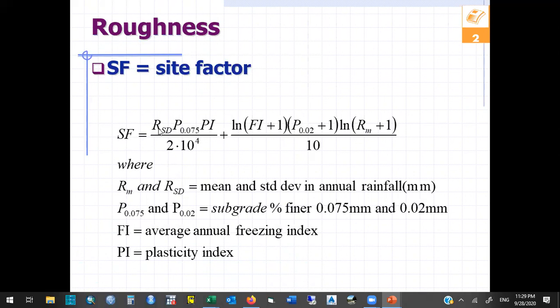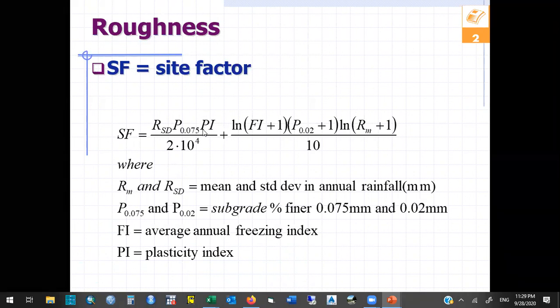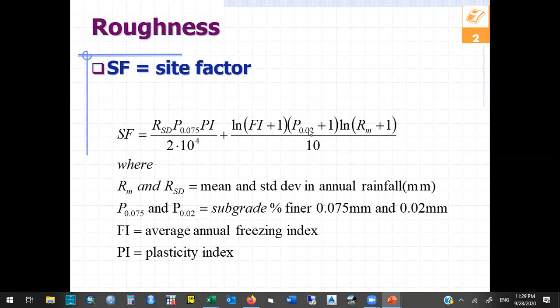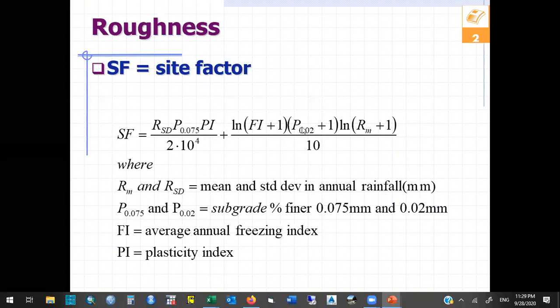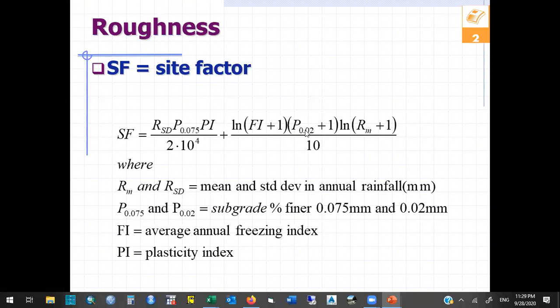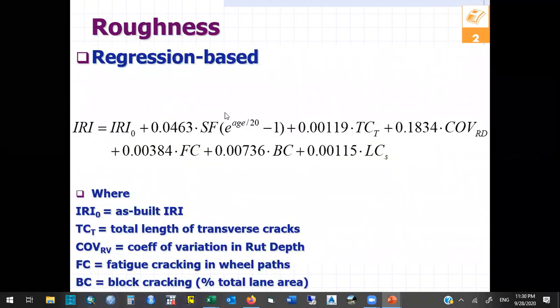This site factor depends on the amount of rain. So this is the standard deviation of the rain. And this one over here, RM, is the mean, the average amount of rain in 1 year, in millimeters. And this is the standard deviation that accompanies the average. Your PI is the plastic index, plasticity index. The P0075 and the P002 is the subgrade particle that you do a testing on in the lab with sieves. And that will estimate your site factor. The site factor goes back and enters in this equation, and you can estimate some form of RI.